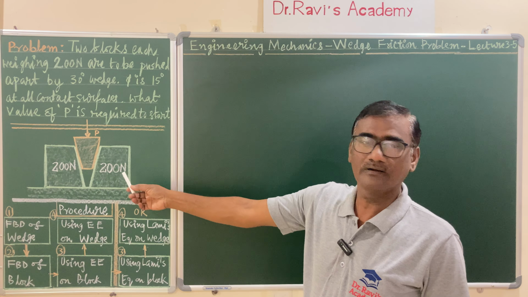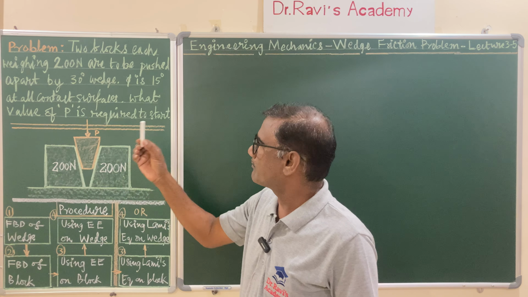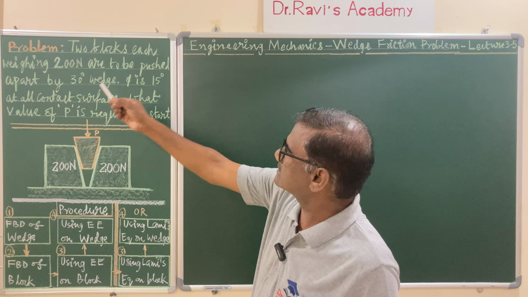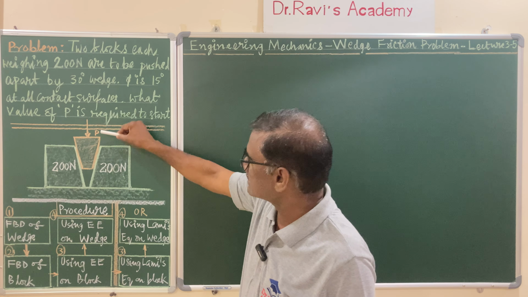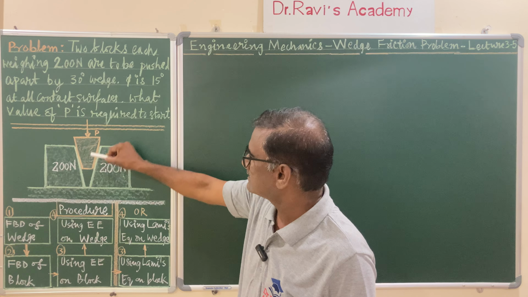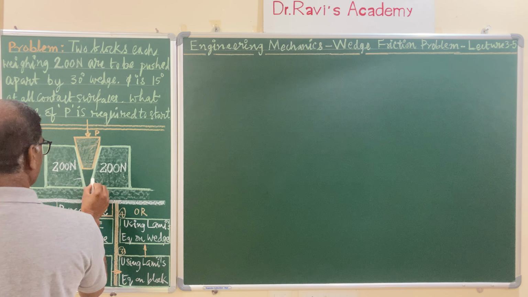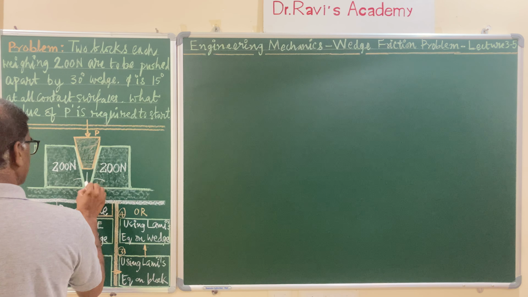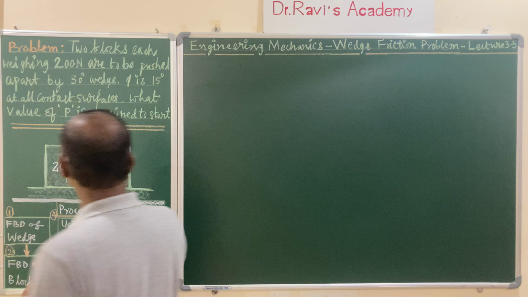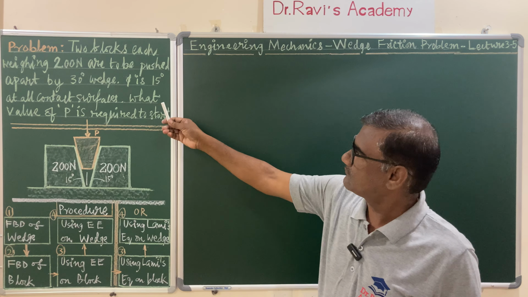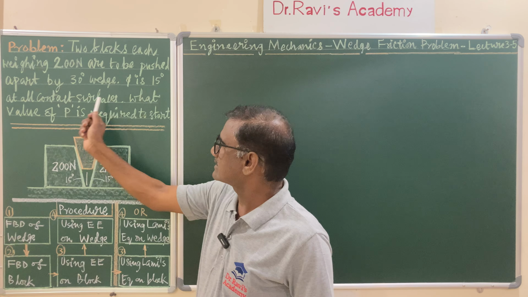Let us look at this figure. You have a single wedge and two identical blocks. Two blocks each weighing 200 newtons are to be pushed apart by a 30-degree wedge. This included angle is given as 30 degrees, so it is symmetric, 15 and 15. So the wedge angles are 15 and 15, and phi, the limiting angle of friction, is 15 degrees at all contact surfaces.